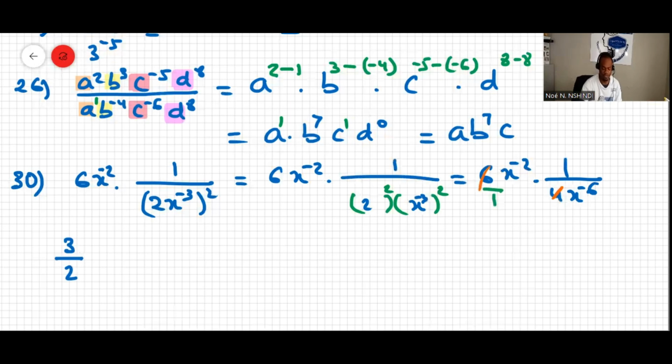Now I can do the variables. I'll write x, and the numerator exponent was negative 2, and the denominator exponent is negative 6. So negative 2 minus negative 6, which will be equal to 3 over 2 x to the power of 4. The same way you can do the rest of the questions, 31, 32, and 33, for practice. Thank you.